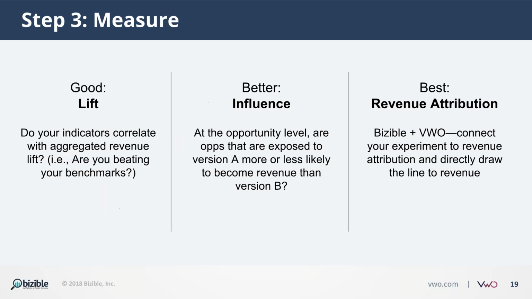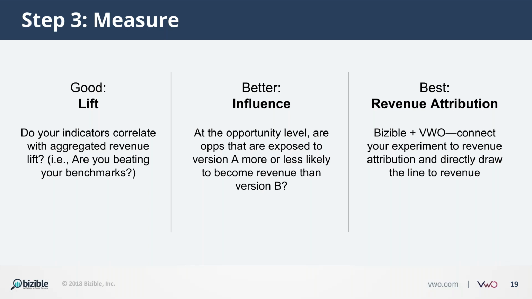Finally, we get to step 3, which is measure. And here you can see the 3 classes of measurement where we're really connecting those indicators to downstream goals. First we have the good way, which is lift. This is what your data-driven marketers in the 20th century were doing. It's basically asking and answering the question, is there a correlation between your actions and broader results? Are we beating benchmarks that we previously weren't?